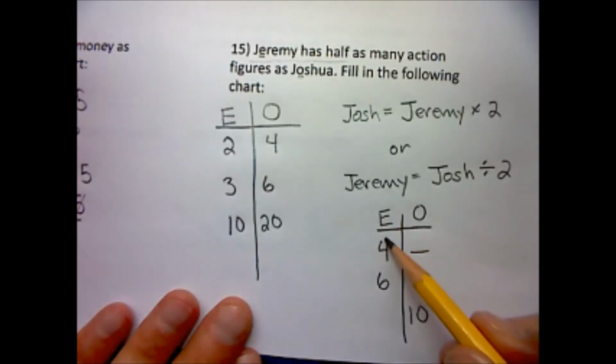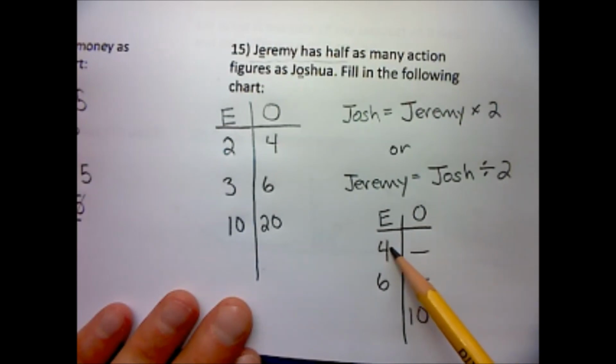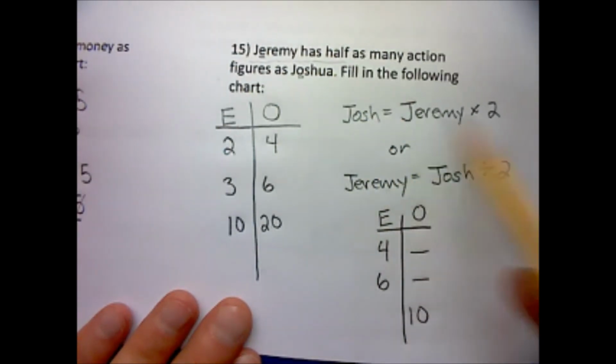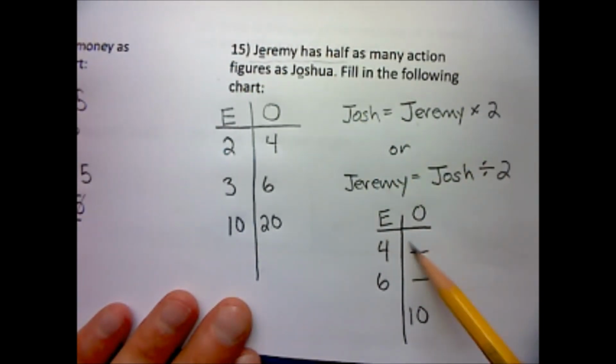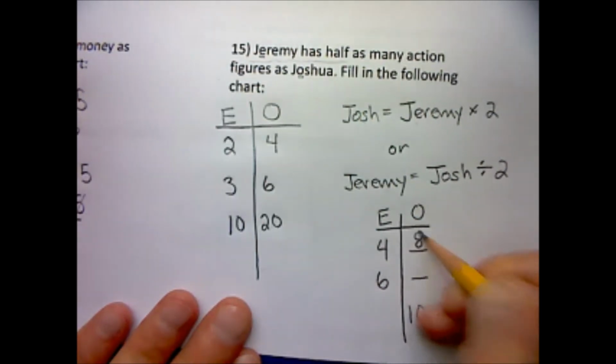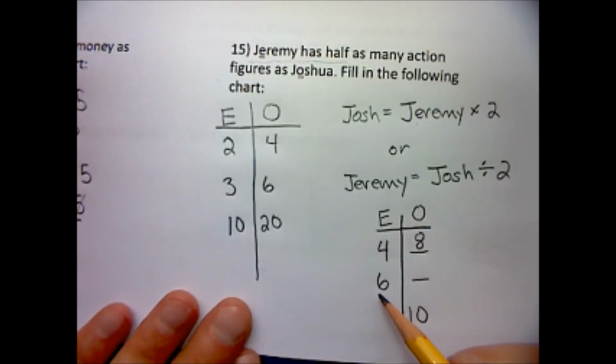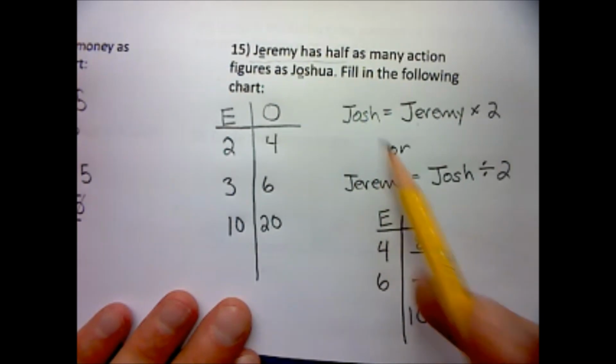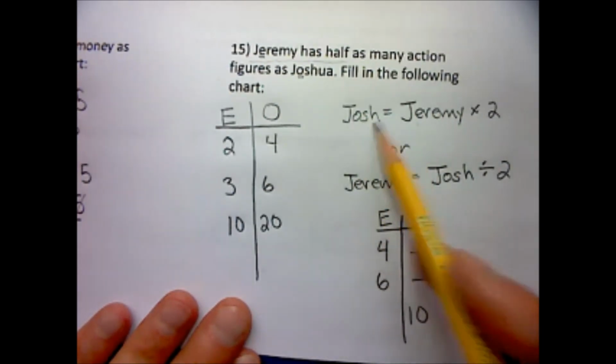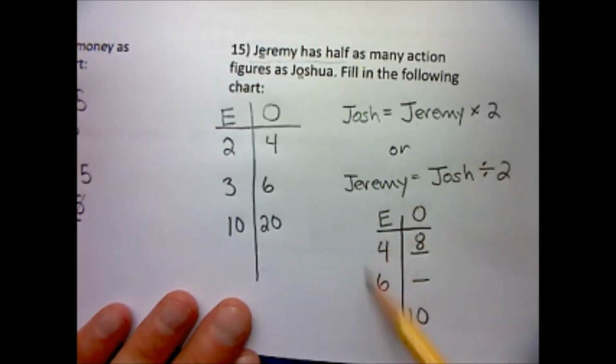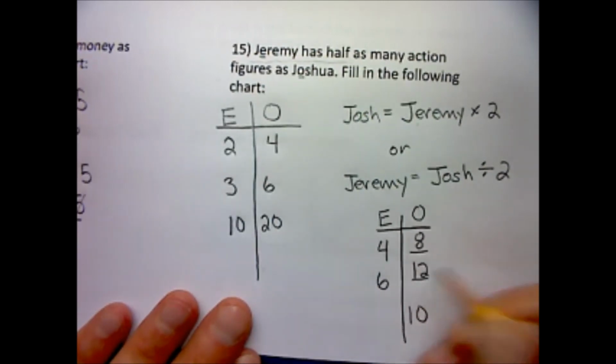Let's see. Jeremy has 4. Well, he would have half as many. So if I want to find out how many Josh has, I take whatever Jeremy has times 2. So I take what Jeremy has, 4, and I multiply that by 2. That'll be 8. Then Jeremy has 6 now. Okay, let's pretend that Jeremy has 6. Well, if I want to find out how much Josh has, Josh equals whatever Jeremy has times 2. So take that times 2, that'll be 12.